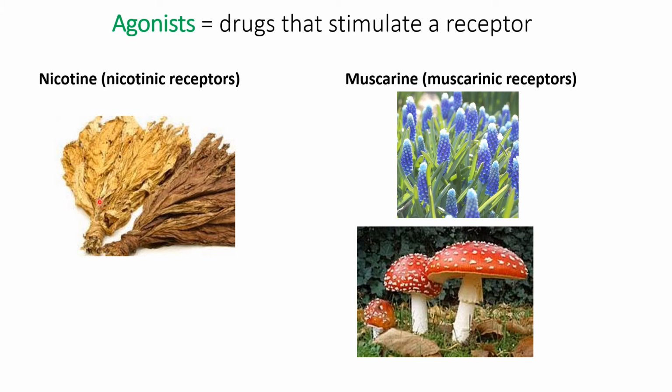And that's nicotine as in tobacco, same product here. Muscarinic comes from the muscarine plant, which is really a fancy type of mushroom. And muscarine is able to stimulate muscarinic receptors. So anything that stimulates a receptor is called an agonist. It's going to make it work faster and better.